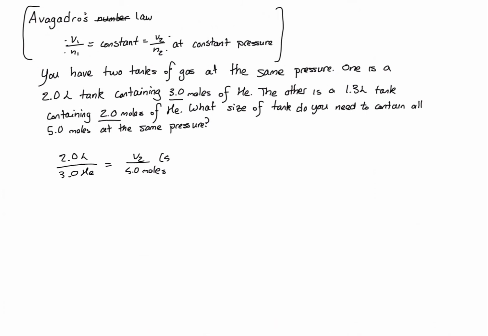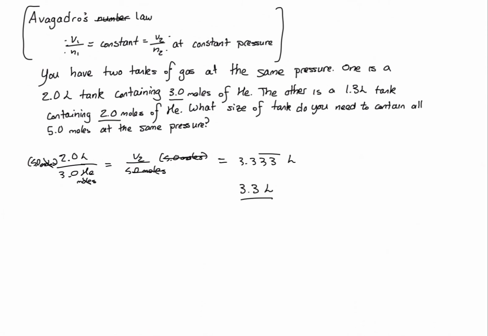So to solve that, we multiply both sides by 5.0 moles. And we can cancel out moles. Oh, I'm sorry, I wrote helium here and I should have written moles. We can cancel out moles and we get liters for V2, which we will find is 3.333, that's a repeating decimal, which we're going to condense down to 3.3 liters. That's how big of a tank you're going to need to contain all 5 moles of helium at the same initial pressure.